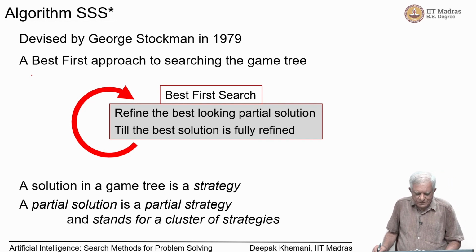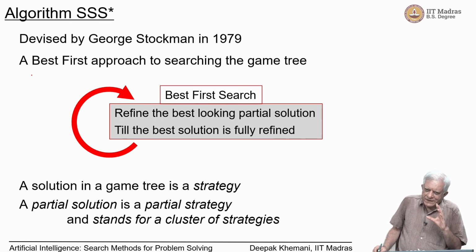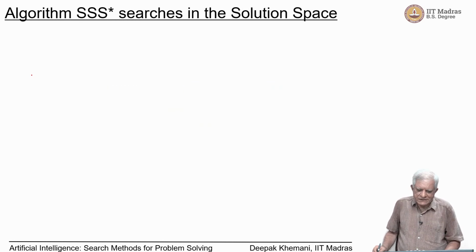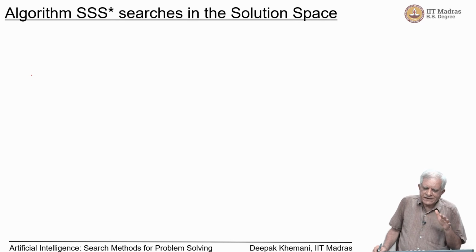So, what do we need to do now? We want to find the best strategy for max in general. So, we must create a search space in which all strategies are taken care of. That is what we said when we were looking at branch and bound also essentially. So, algorithm SSS star searches in the solution space.